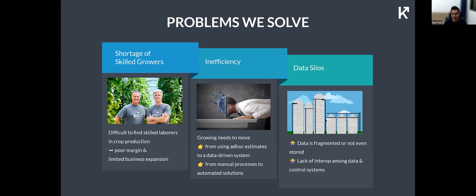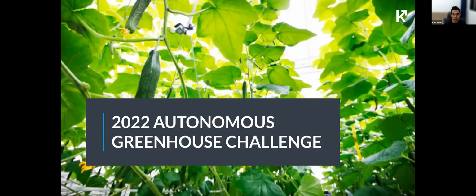And trying to solve that inefficiency can also be challenging, even at forward-looking companies, because of the data silos problems, because the data is very fragmented and not even stored properly, and even at the state-of-the-art facilities, there's still a lack of interop among the data and control systems. They are just walled gardens. So that's a brief introduction about our company and what we do.